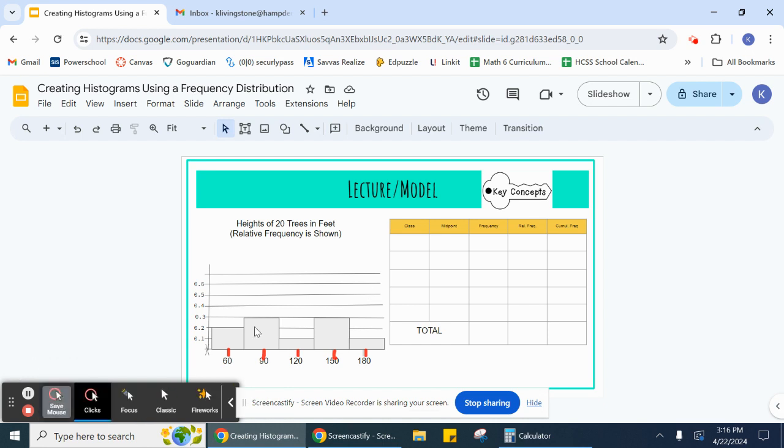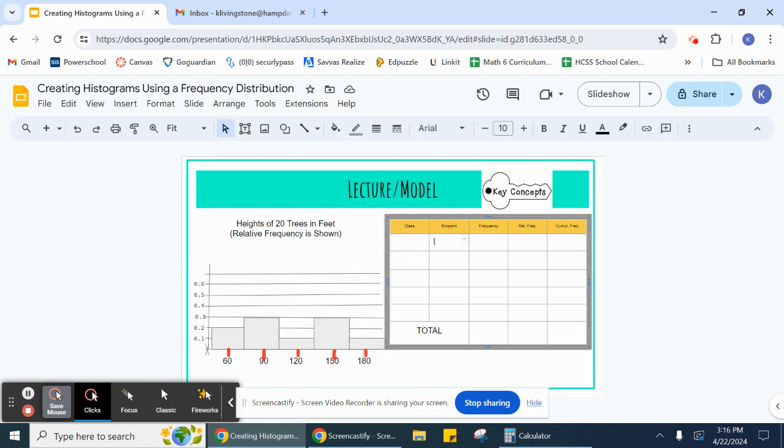All right, so first thing we're going to do is I'm just going to fill in our midpoints because we already have those: 60, 90, 120, 150, and 180. Those are our midpoints. And then we can actually fill in the relative frequency as well. Our percentages, we have 20%, 30% or 0.3, 10% or 0.1, another 30%, and another 10%.